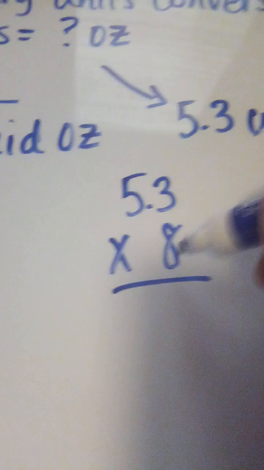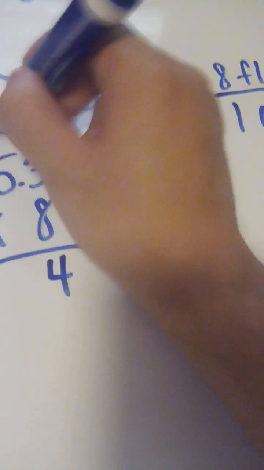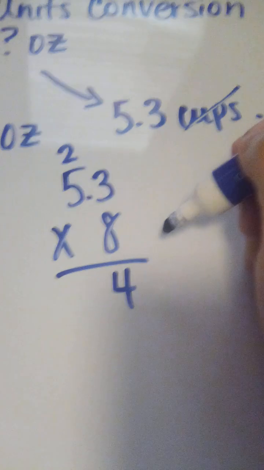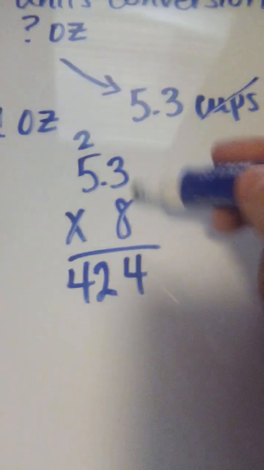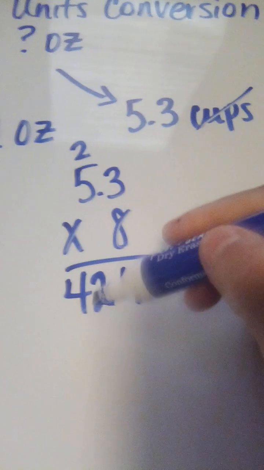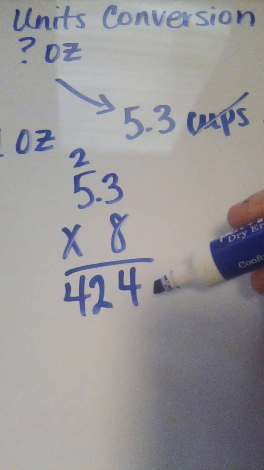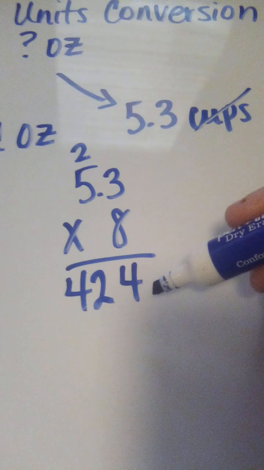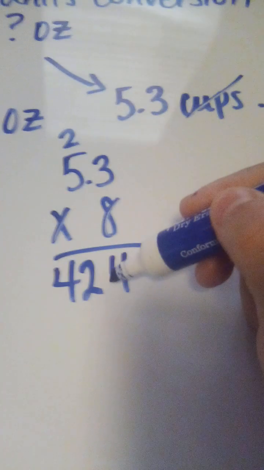We cancel out the units. We'll multiply 5.3 times 8. 3 times 8 is 24. Carry the 2. 5 times 8 is 40. Add 2 more is 42. Question. Where do we place the decimal? Between the 4 and the 2 or the 2 and the 4? It aligns, right? So it's between. So that's our answer. 42.4 ounces.